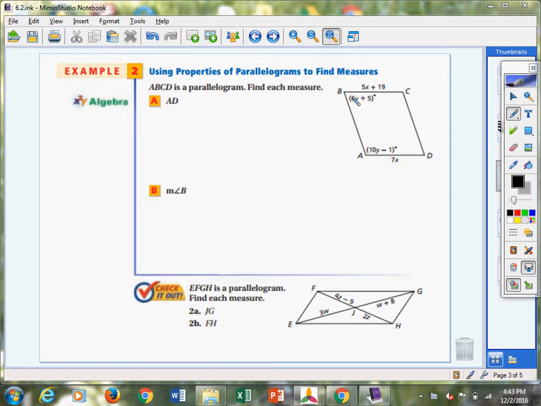We're going to do example 2. We're still exploring properties of parallelograms, and we're going to take our knowledge and apply it. So I'm going to put out here in the margin everything we know about parallelograms so far.